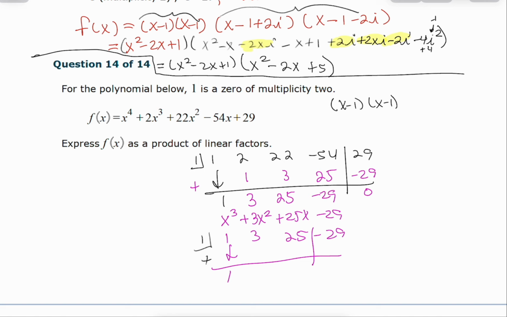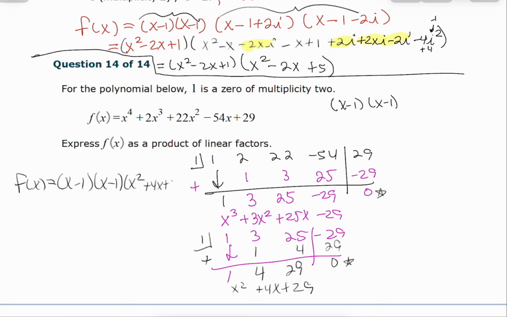So I'm going to multiply, write it down, add them up, multiply, write it down, add them up, multiply, write it down, add them up. I should get a 0 again. So what do we know? So far we know that that was x minus 1 and x minus 1, and guess what? It's also going to be times x squared plus 4x plus 29.